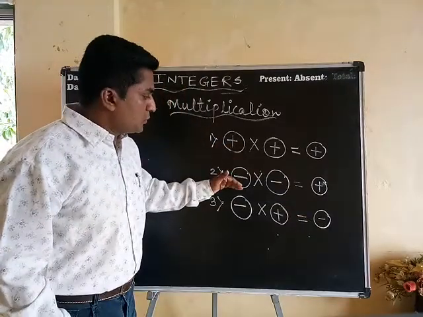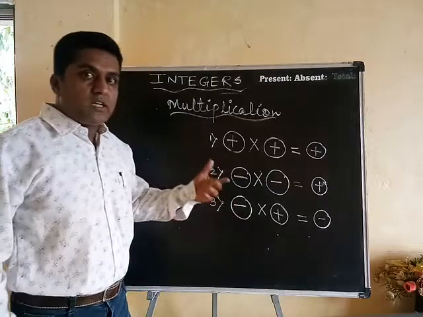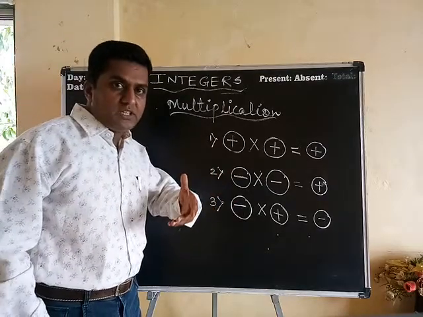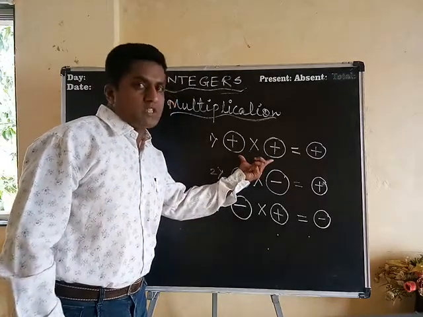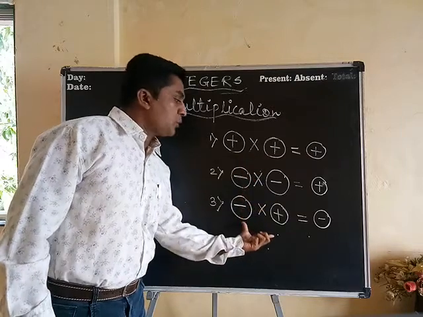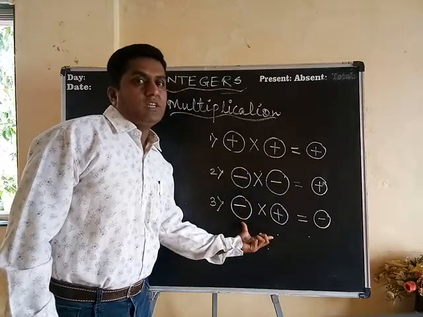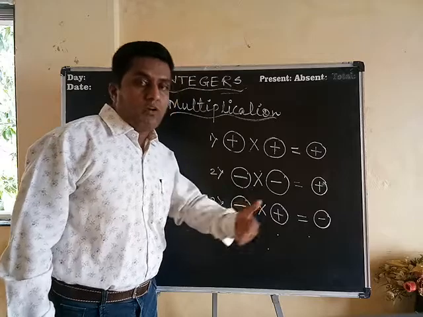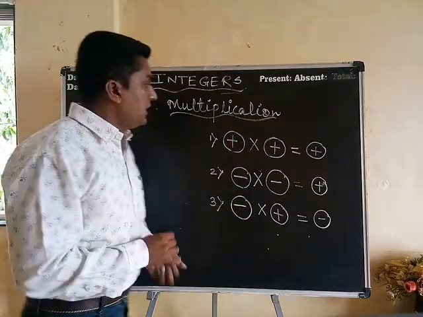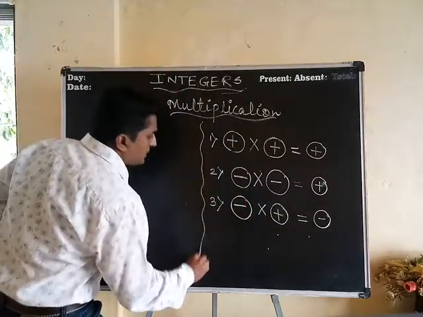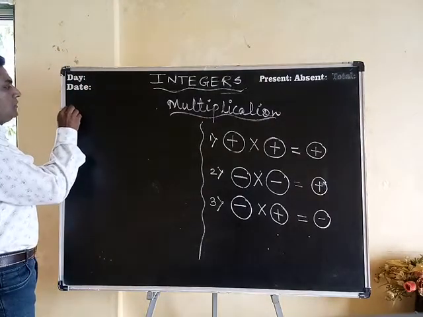Hope you must have understood these three rules which are used for multiplication of integers with the same sign and with opposite signs. Let us solve examples based on these three rules. So the examples, let me start. Hope you all will enjoy it.